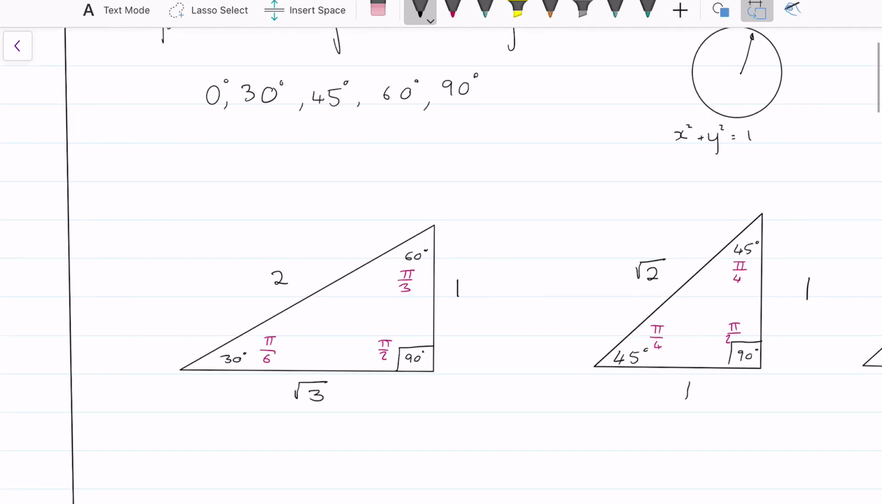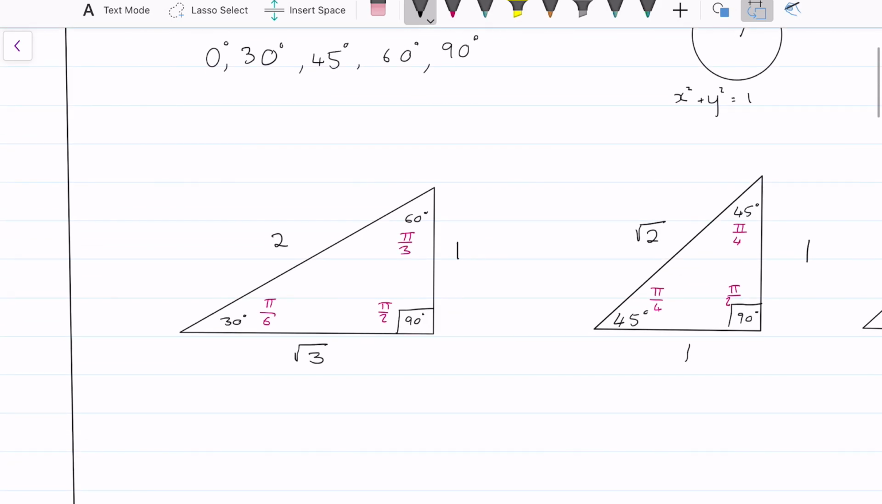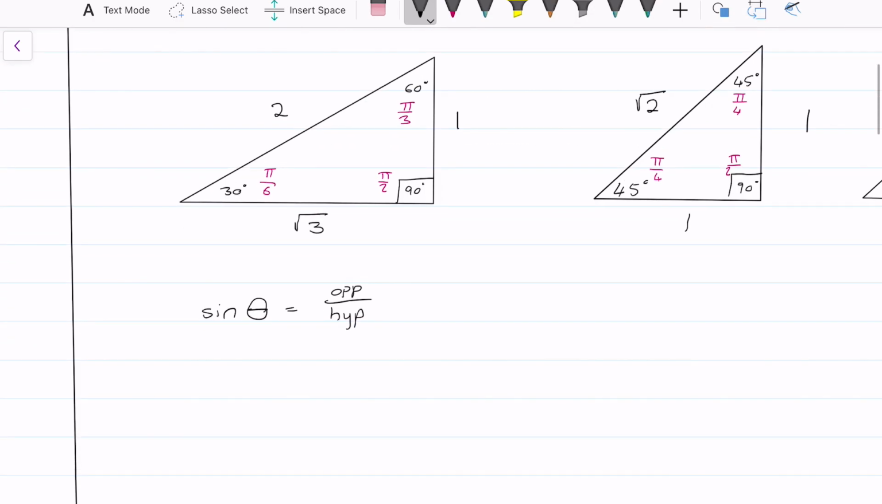So how do we get to these values? We need to know some relationships. Sine theta is equal to the opposite side of a triangle over the hypotenuse, cos theta is equal to the adjacent side over the hypotenuse, and tan theta is equal to the opposite over the adjacent.